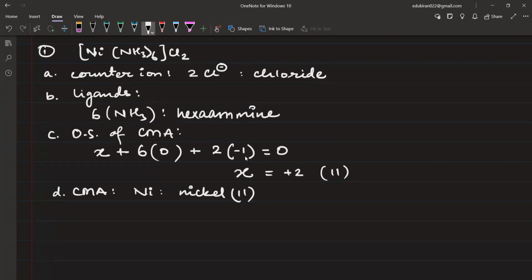A, B, C, D part. All of this is clear? What is the central metal atom? Nickel, with 2 plus charge, so nickel 2. Is this clear? Yes or no? Please tell me. Yes, sir. Okay, so now tell me.